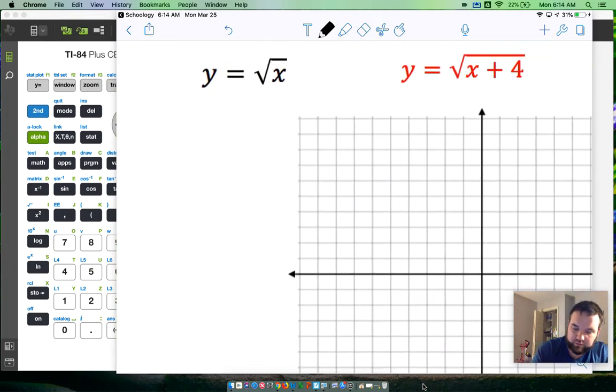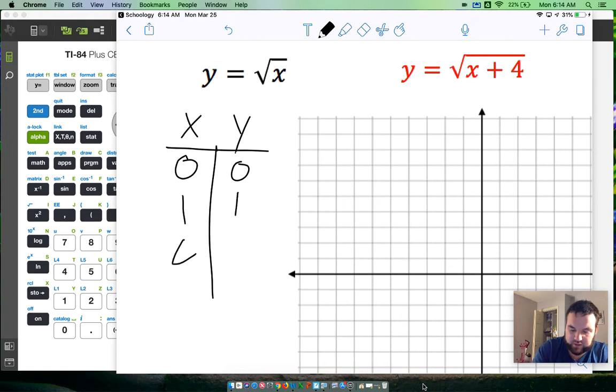One thing that'll be good for you to keep in mind or remember is these basic points that we used for the square root of x, right? 0, 0, 1, 1, 4, 2. If you can keep those in the back of your mind or just build them, we're going to use those coordinates a lot when we graph this stuff.